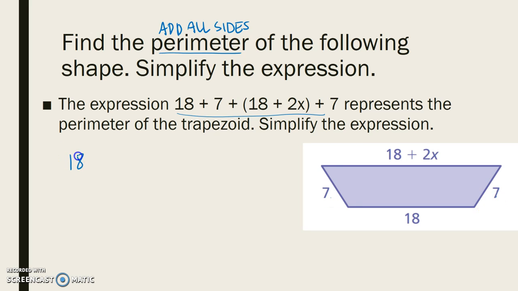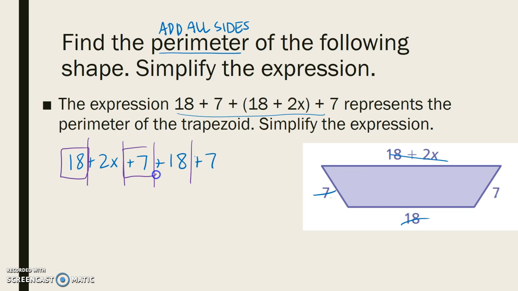I've got 18 plus 2x plus 7 plus 18 plus 7 again. So then I've got my expression. I'm going to separate my terms. I'm going to put a box around my first one, so that's a constant. So I'm looking for all the other constants I have here. I've got a lot of them. So I have to add up 18 twice, and I have to add up 7 twice.